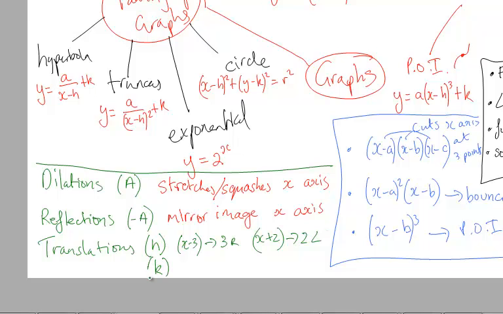And then we've also got the k translation. So when we've got the bracket squared, cubed, whatever it is, then plus a number, plus 5 means it's moved up by 5. Maybe I'll write the word up. Up 5. And when you've got the same thing squared minus 2, that means it's moved down 2.